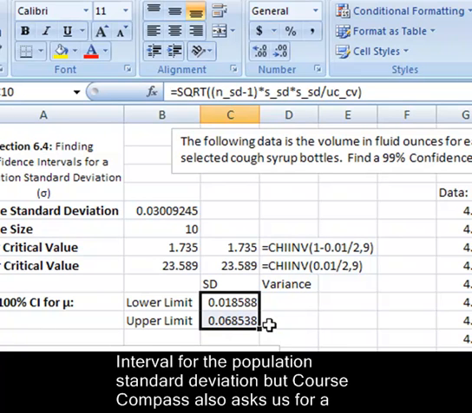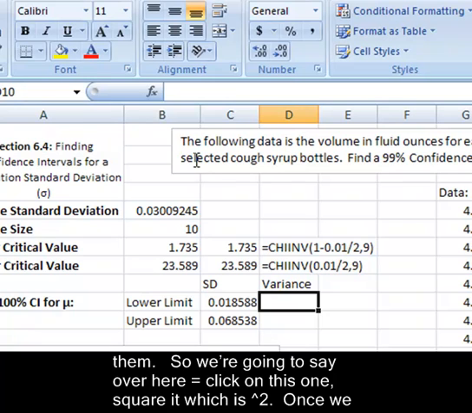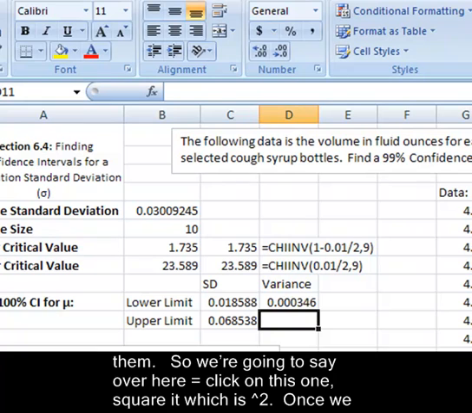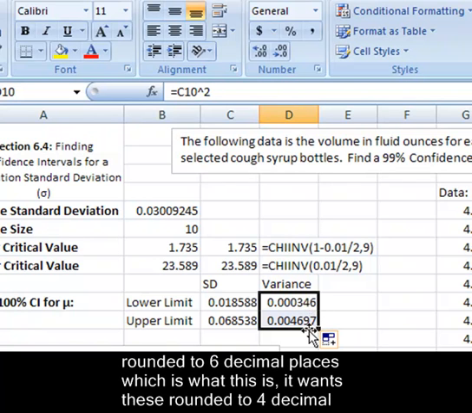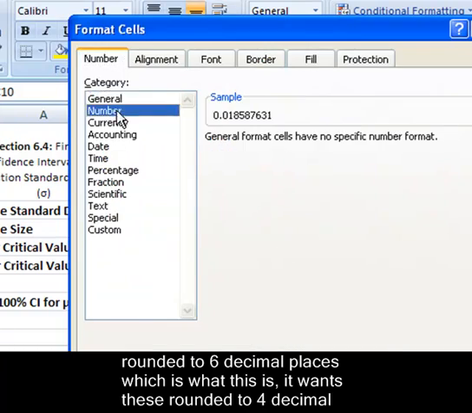This gives us a confidence interval for the population standard deviation, but Course Compass also asks us for a confidence interval for the population variance. So we want to take these numbers and square them. So we're going to say over here equals, click on this one, square it, which is caret 2. Once we do it for the lower limit, we just have to drag it down. Course Compass wants these formatted to 6 decimal places, which is what that is. It wants these formatted to 4 decimal places.